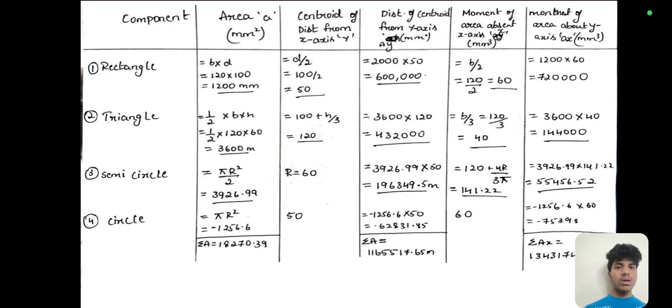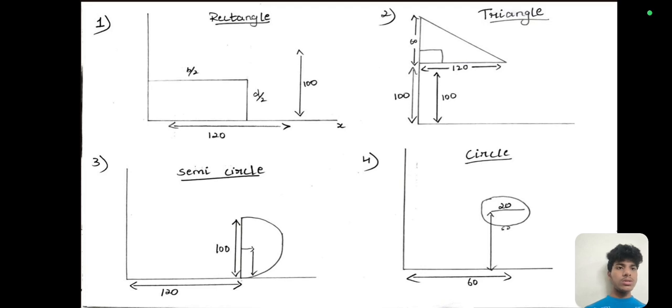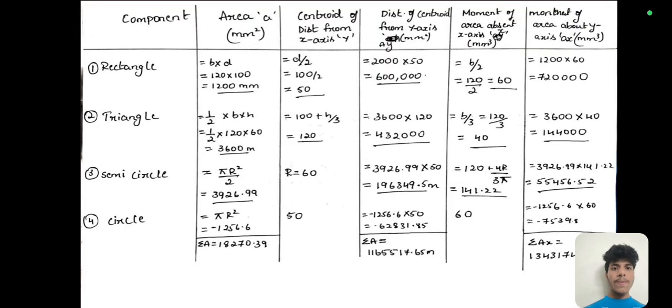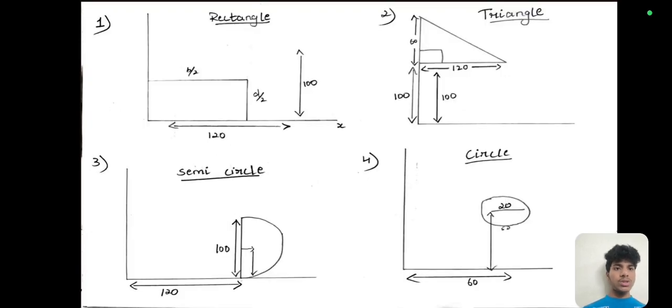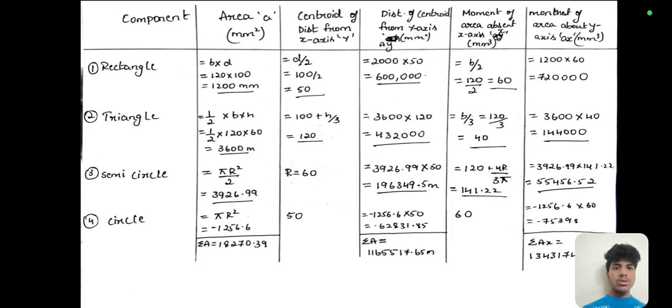So this was the rectangle, and next we take the second component, which is the triangle. Here we have the triangle, height 100, 60 and base 120. The area of the triangle is 1 by 2 into breadth into height. So 1 by 2 into 120 into 60, as you can see in the figure, we will get 3600. Then height by 3 is 120, the centroid distance from x-axis y.